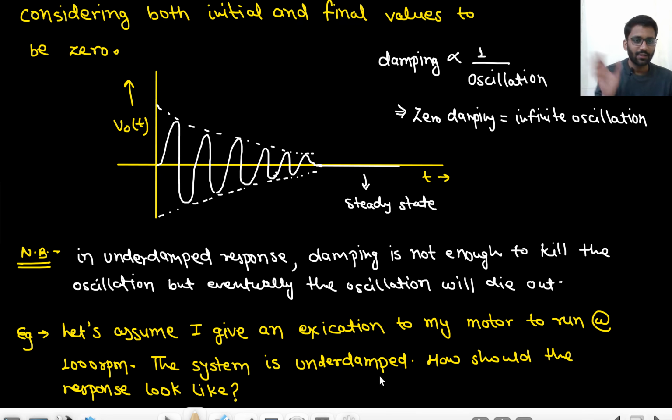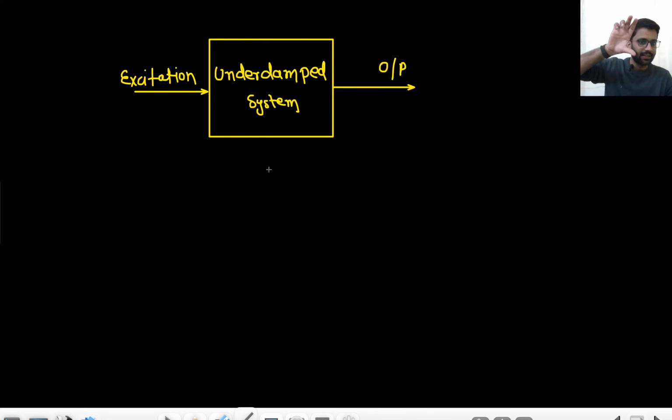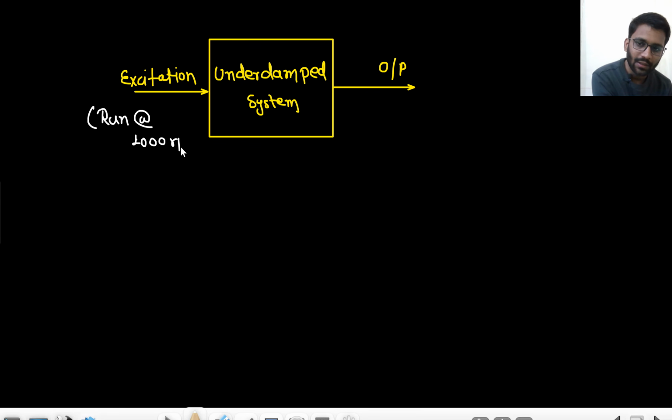So there is a motor. You want to run that motor at 1000 rpm. There is a system of a motor. You give an excitation that run it at 1000 rpm. So how should the response look like if the system is underdamped? So what is the condition? There is this underdamped system. You are giving an excitation. What is the excitation? Excitation is run at 1000 rpm. The system is underdamped.